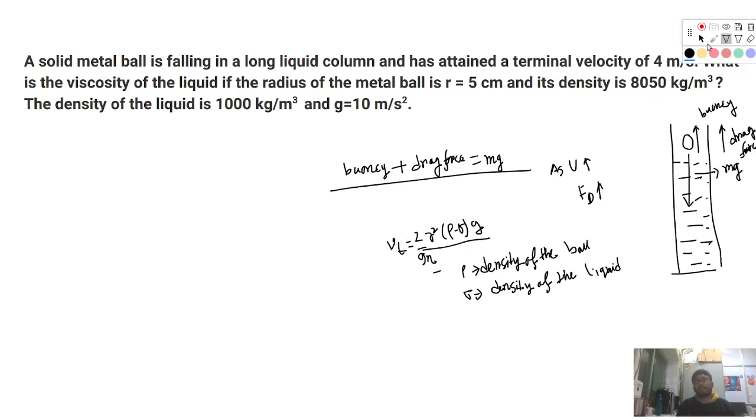Everything has been given. The terminal velocity is given to be 4 meter per second. The density rho is given as 8050 kg per meter cube. You have a metal ball which has a radius of 5 centimeter, and you have the density of the liquid as 1000 kg per meter cube, and g is 10 meter per second square. So everything is given, and then you need to find out the eta. So can you try? Yes, I can. Now please have a try and tell me what is the answer.